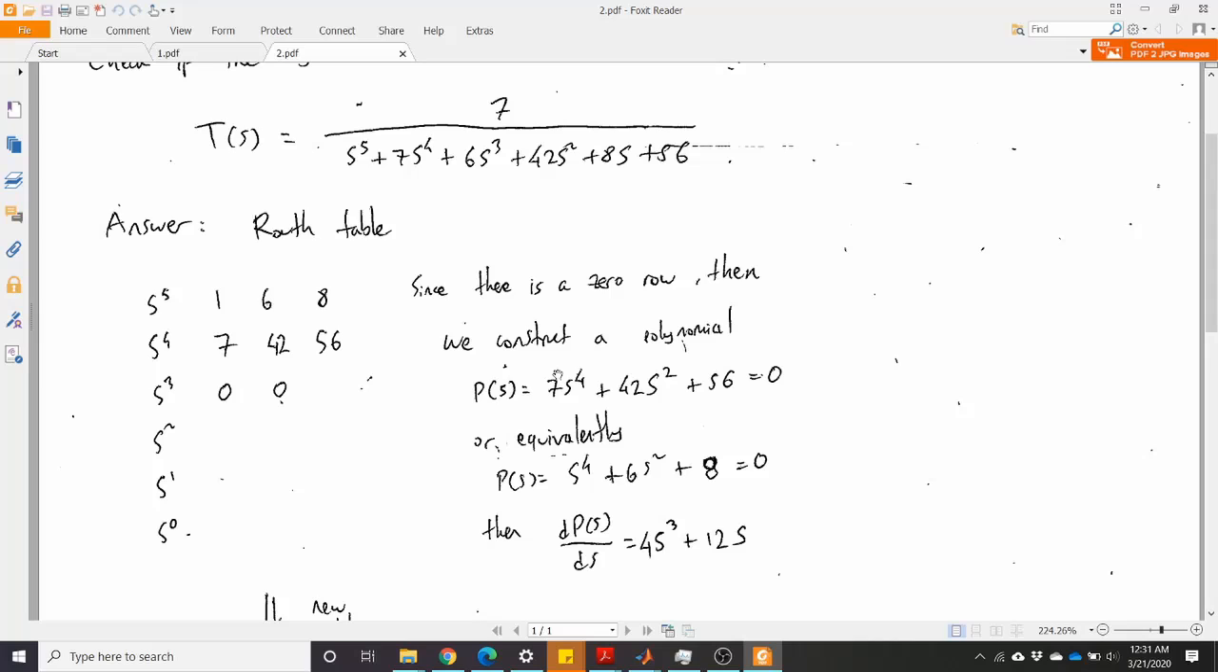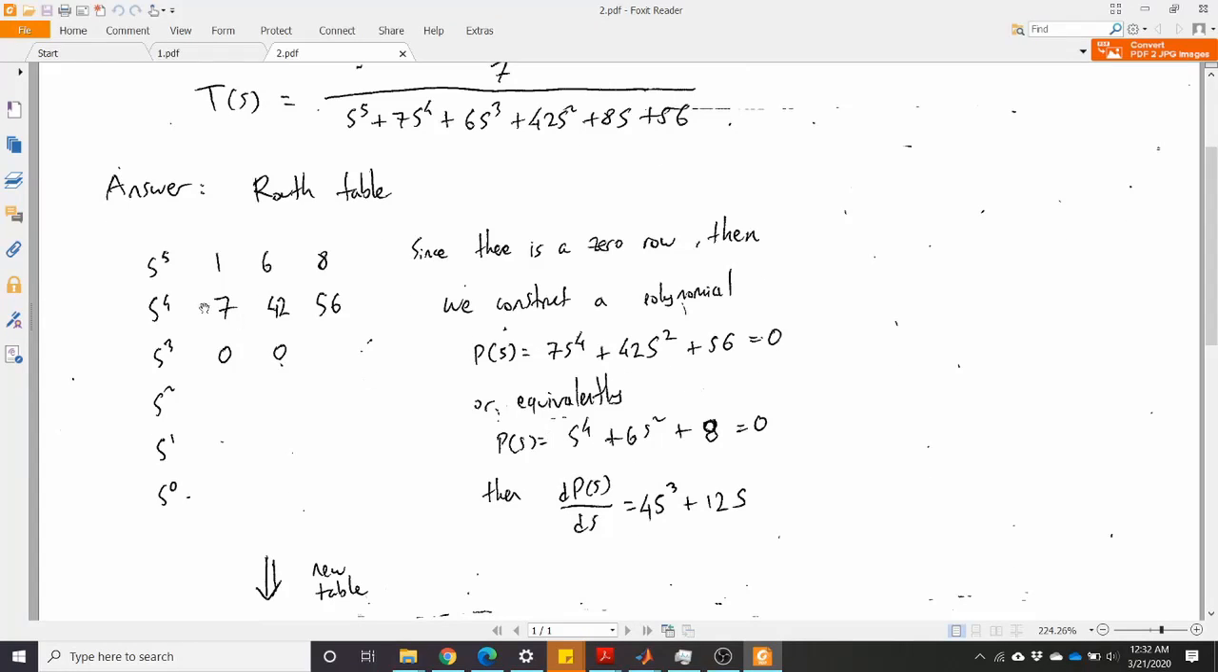But since they are the same polynomial, we can replace this row with 1, 6, 8. So that's another trick. You can multiply any row with a non-zero coefficient. So we can multiply this row with 1 over 7 to get 1, 6, 8.